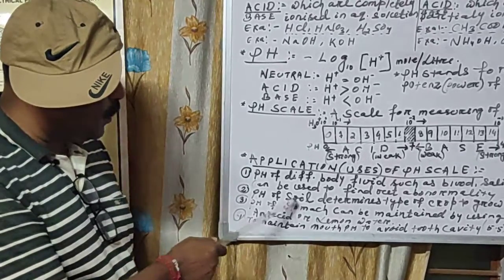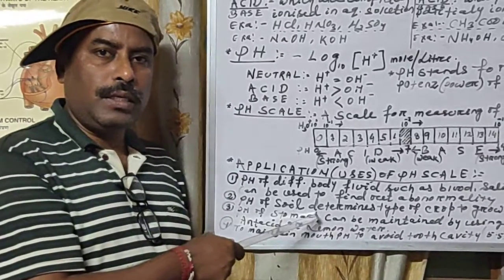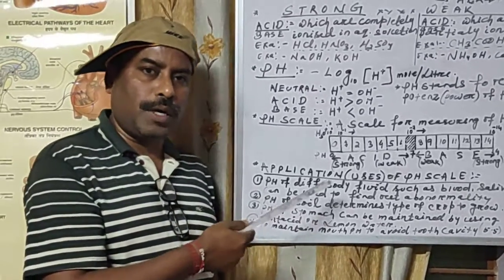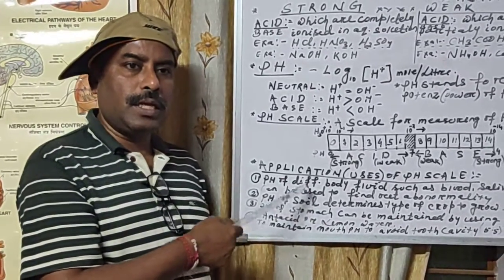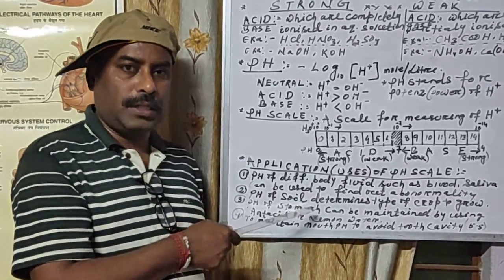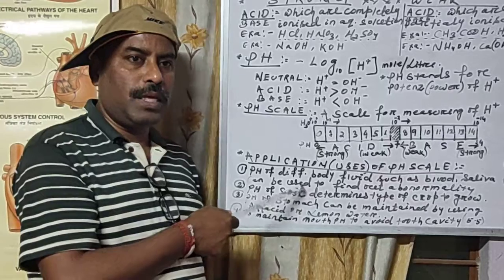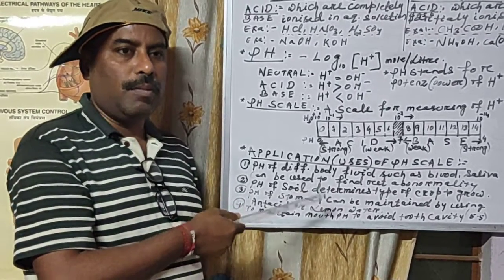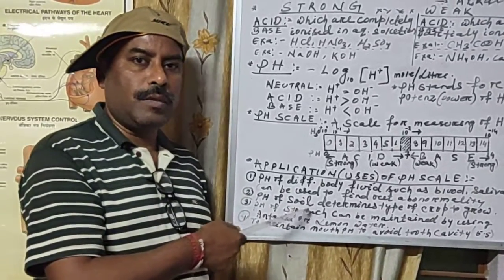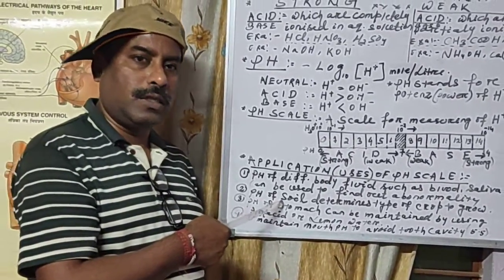Second, the pH of soil determines the type of crop to grow, because soil quality is responsible for the type of crop we grow and the amount of production. Some crops need acidic soil, some need basic soil, but most need the right amount of pH. Suppose the crop needs a pH of 7 or 8, but our soil is 6, then what do we do? We have to raise its pH by adding calcium oxide or lime. In this way, we can take the help of the pH scale for agriculture.